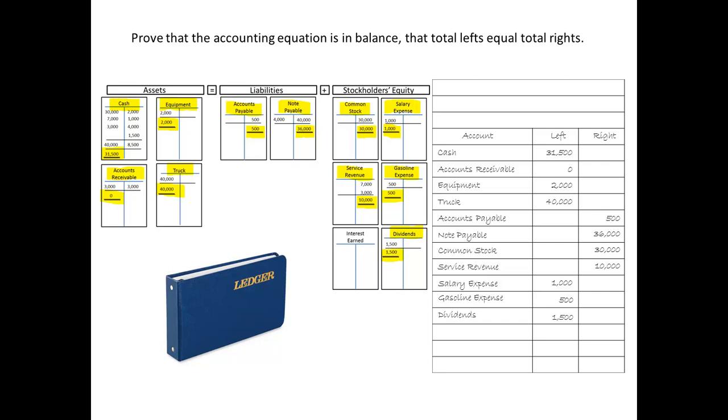When we have finished listing the account names and their balances, you can probably guess what comes next. We need to add the lefts and add the rights, and as long as the total lefts equal the total rights, the accounting equation is in balance.